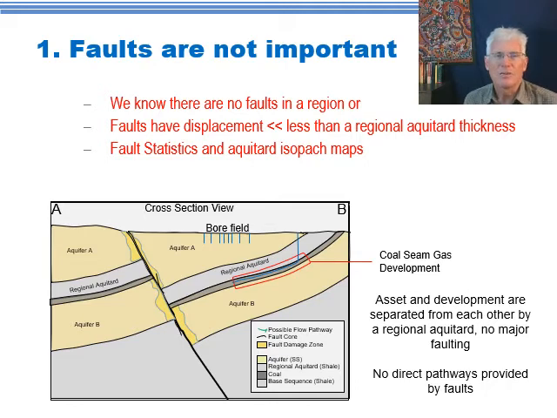So here's the situation where the faults are not important. We know there are no faults in the region, or the faults have displacement much less than the regional aquitard thickness. In this case, what you need to concentrate on is fault statistics and an isopach map for your aquitard. So what you can see is we have a regional aquitard, sort of a shale, we have a bore field, and then we have some coal seam gas development happening down under the aquitard. And if it really is unfaulted like is shown there, it's a relatively low risk situation.